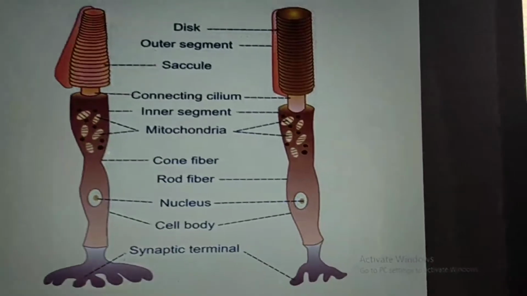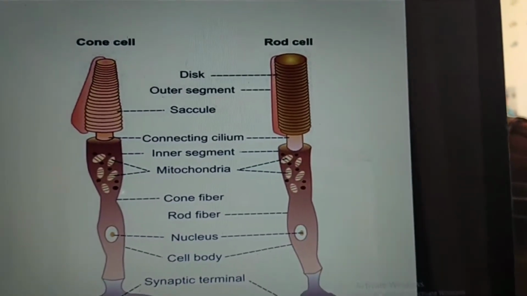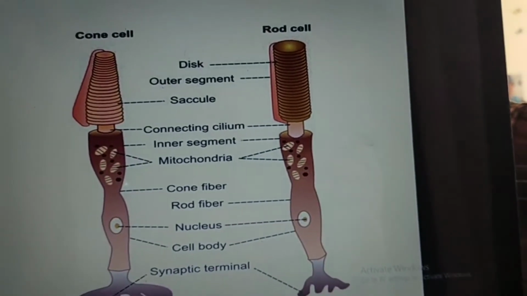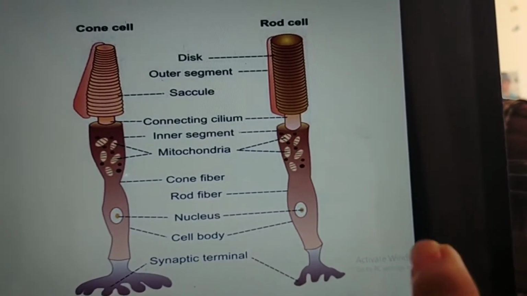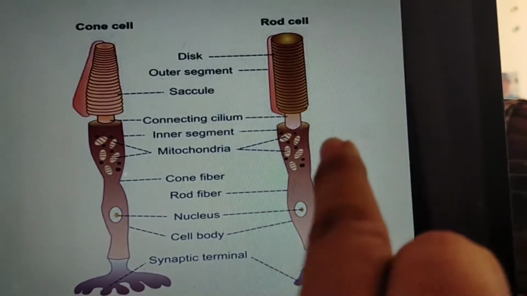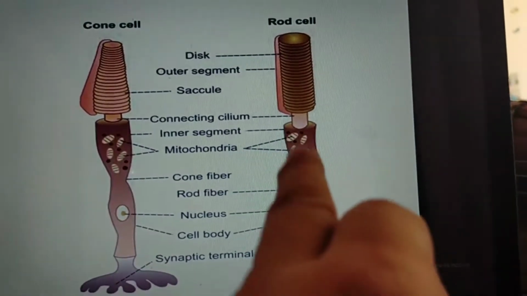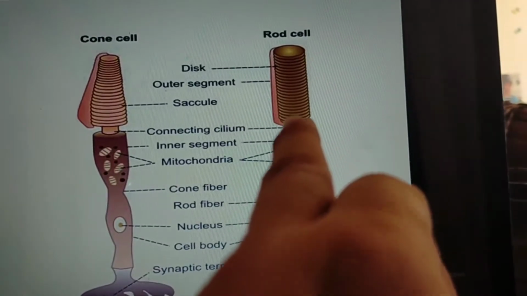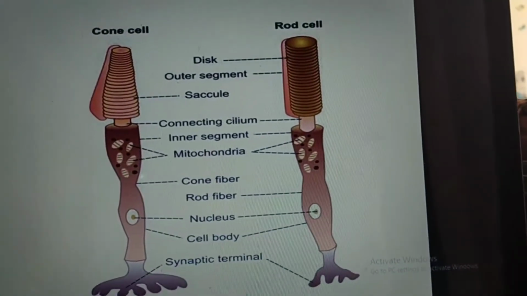This is a figure of rod cells. You can see the cell body, synaptic terminal. This is a nucleus. This is a rod fiber. This is the inner segment. This is the mitochondria. This is the outer segment, and the upper one is the disc.